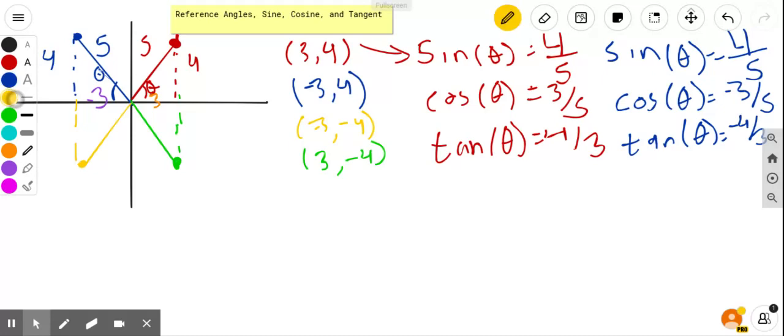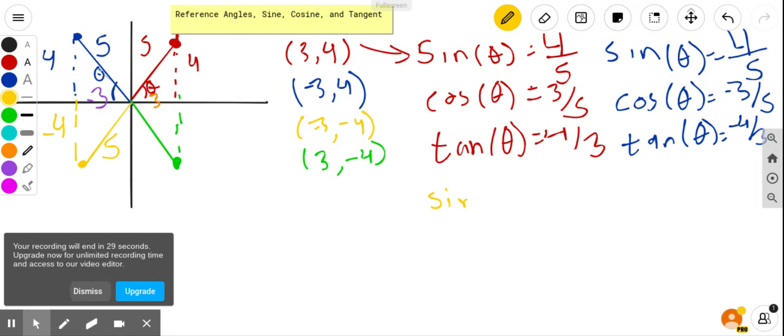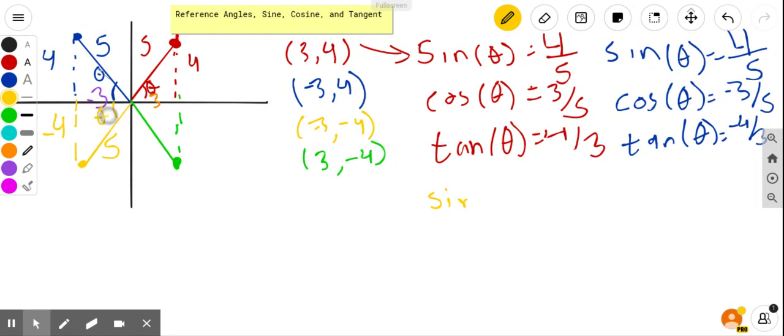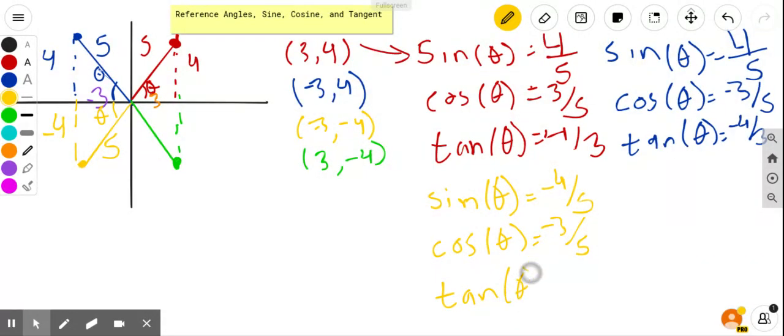All right, and I'm going to continue and do the rest with the other triangles. So the sine of that angle will be -4/5. Cosine will be -3/5. And tangent, if you simplify it, gives you +4/3.